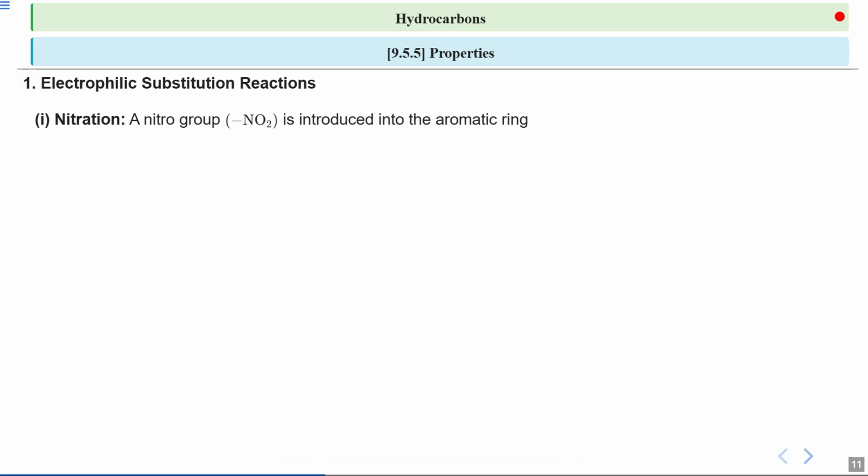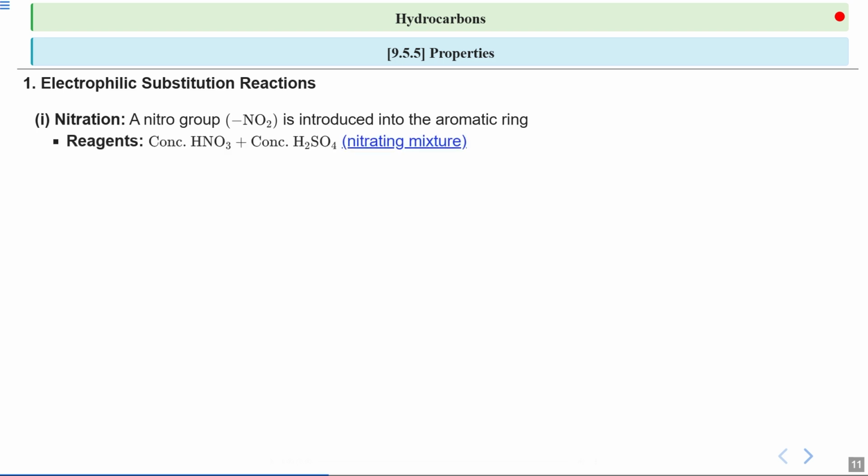Let's look at nitration in more detail. Nitration is the process where a nitro group, written as NO2, is added to the aromatic ring. This is a classic example of an electrophilic substitution reaction, and it is important in both chemistry and industry for making things like explosives and dyes.